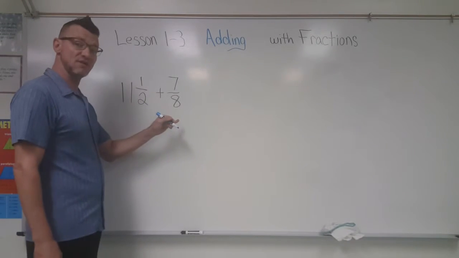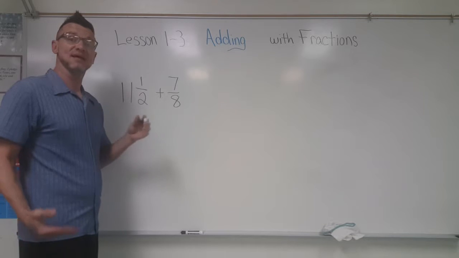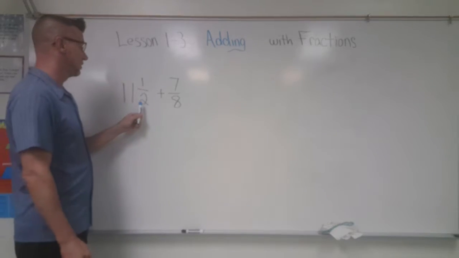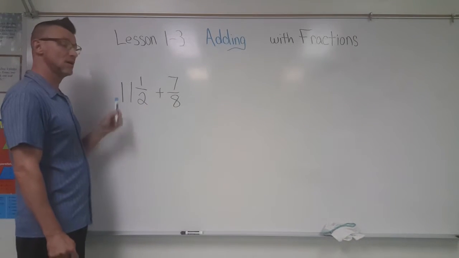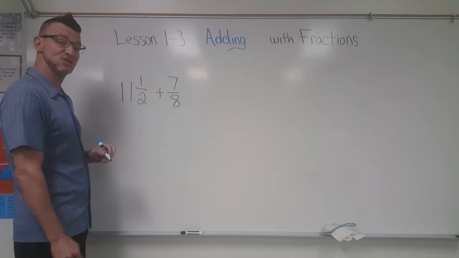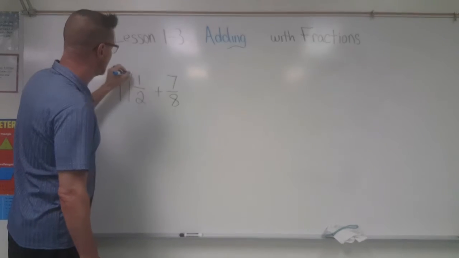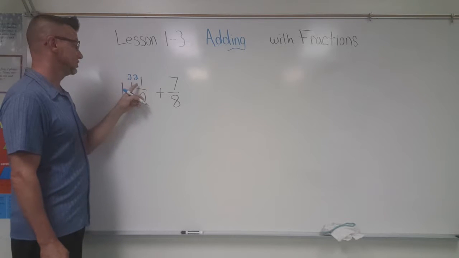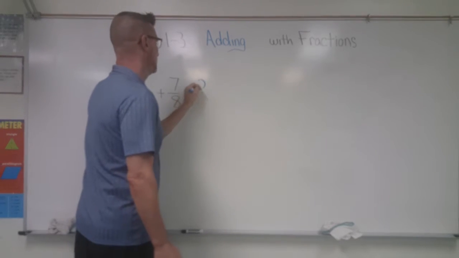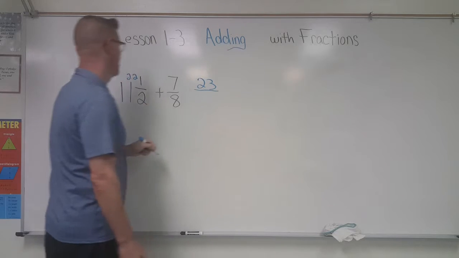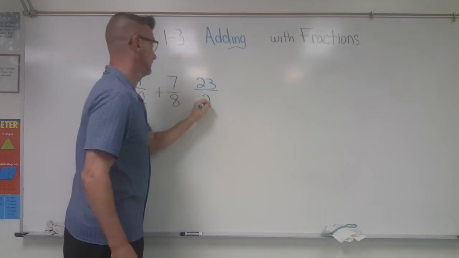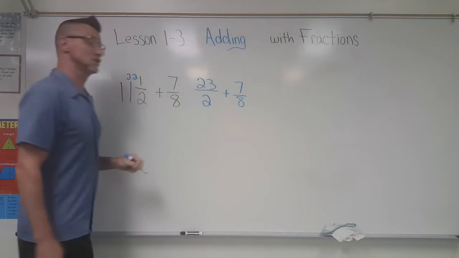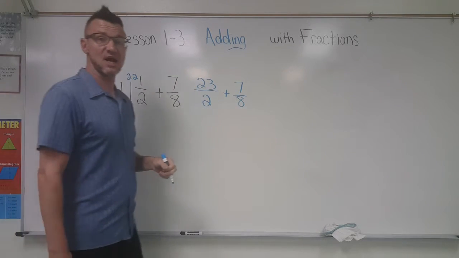But before we can convert it, we must first go ahead and make the entire problem a fraction instead of a mixed number. So first things first, we multiply the denominator by the whole number. So 11 times 2 is 22. Now we're going to add that number to the numerator. 22 plus 1 is 23 over 2 plus 7/8. So now we're going to go ahead and make the common denominator.